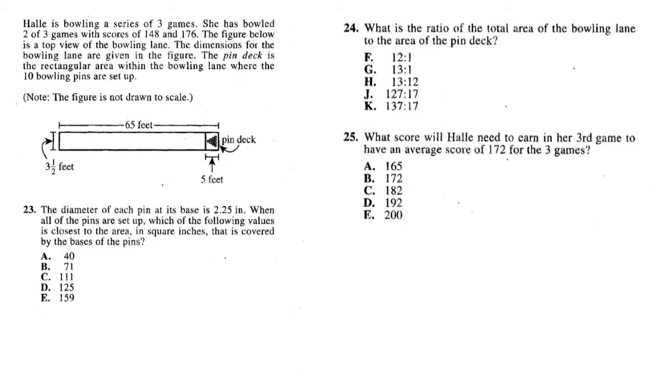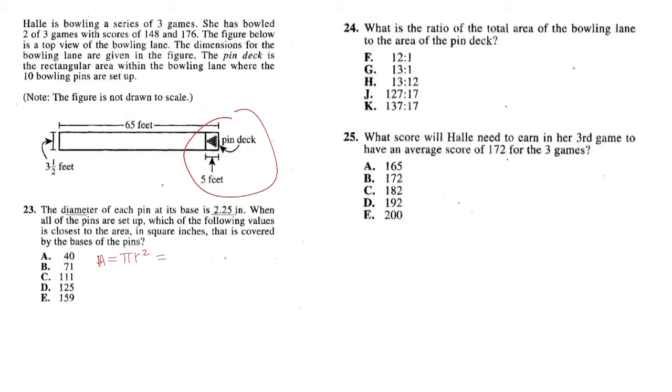Okay, so for the next couple of questions, we have bowling to talk about, and we have what they're referring to as a pin deck. And then we're told that the diameter of each pin is 2.25, and when all the pins are set up, what is closest to the area in square inches that is covered by the base of the pins? So the base of that pin would be a circle, so the area is pi r squared. We know the diameter is 2.25, so we need half of that.